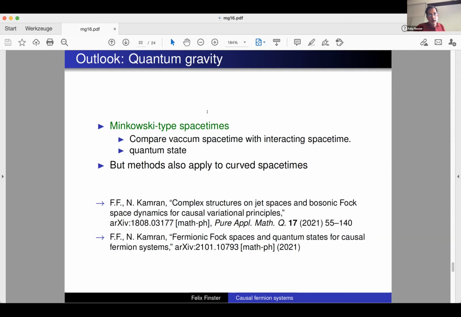In fact, quantum field theory has already been worked out to some extent in what we call Minkowski-type spacetimes. The method is to compare vacuum spacetime, say Minkowski space, with a general interacting spacetime, and we were able to introduce a corresponding quantum state. All this has been done just recently in Minkowski space, but the method also applies to curved spacetime. So the next step is to move on to curved spacetime, to get the connection to quantum fields in curved spacetime and ideally also quantum gravity.